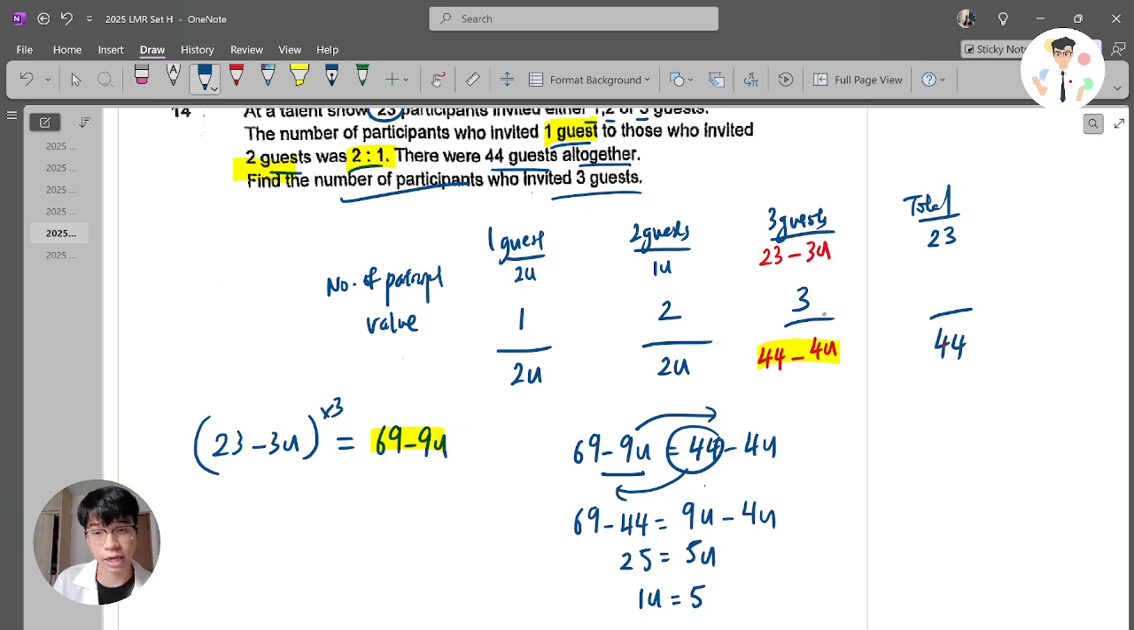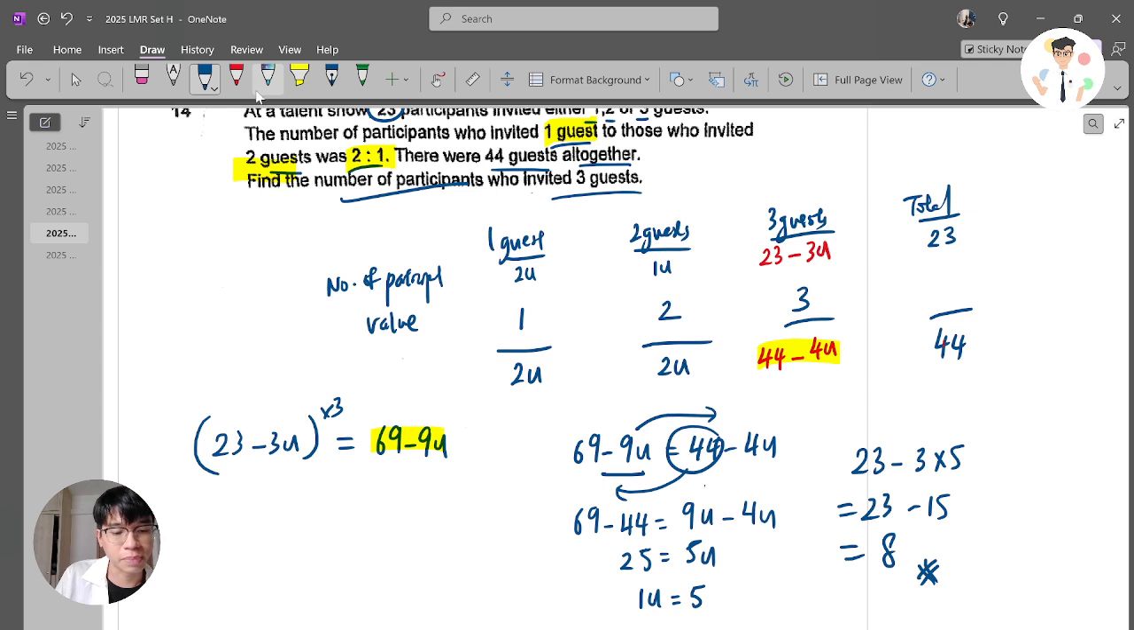I think it's kind of easy to find out. Number of participants that invited 3 guests is 23 minus 3u. So it's 23 minus 3 times 5. 23 minus 15. And there's 8. And you're done. Okay, I hope you understand what I'm trying to say now, okay?